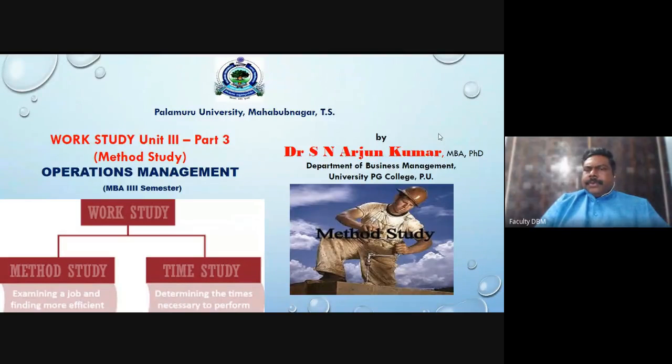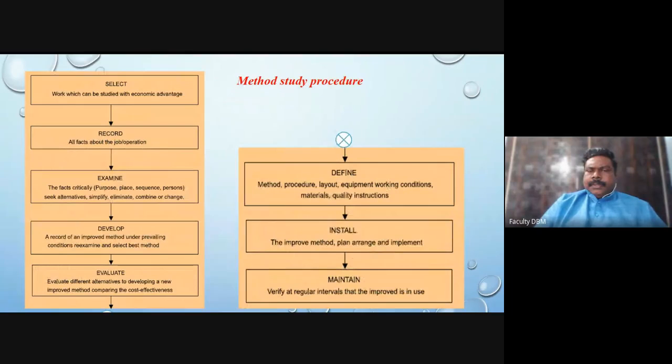So here we are going to continue with the previous class, that we have the method study structure. First, we need to select which work can be studied for economic advantage. Second is recording all facts about the job and operation. Then examine the facts critically: purpose, place, sequence, persons involved, seeking alternatives. We may simplify that particular work, or eliminate, combine or change. Then develop a record of the improved method under prevailing conditions, re-examine and select the best method. Next, evaluate different alternatives for developing a new improved method, comparing cost effectiveness.